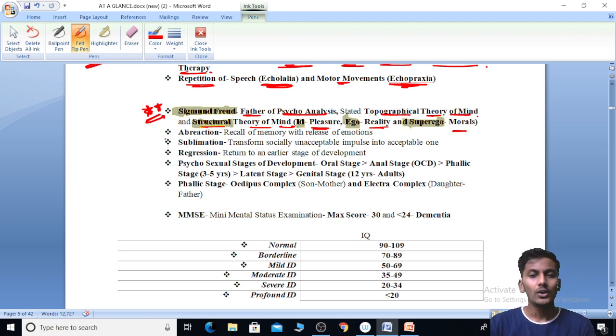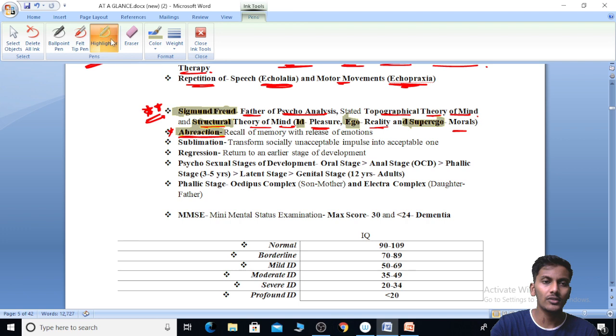Important one. Now, there are some important defense mechanisms which are usually seen. First of all, it is abreaction, on which a question has been asked. Abreaction is the recall of memory with release of emotions. Whenever you recall someone who is dead, who is no more, and there is a sudden release of emotion, you cry aloud. That is known as abreaction. This definition was asked previously. Next is sublimation.